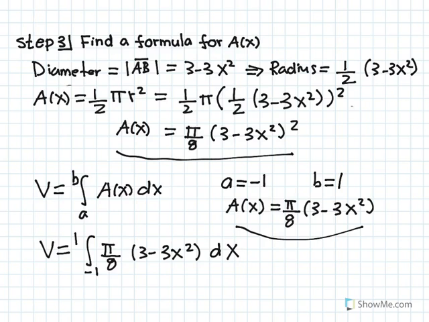I need to make a slight correction on step 3. Here we have the cross-sectional slice as pi over 8 times 3 minus 3x squared. It should be all squared because the area is 1/2 times pi times radius squared. So we should have all squared here. All right, thanks.